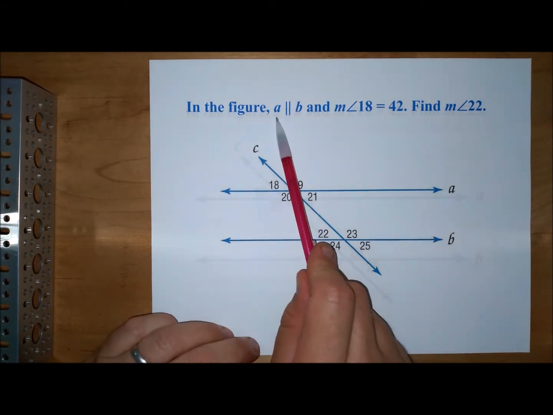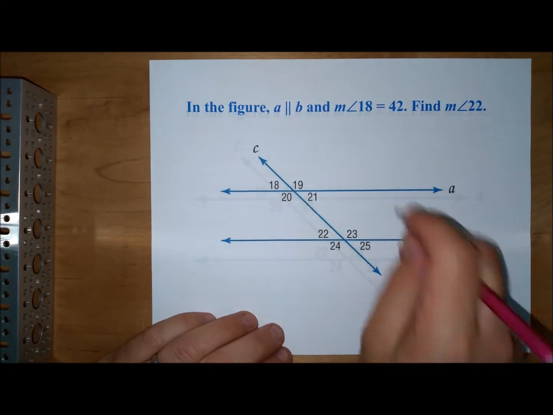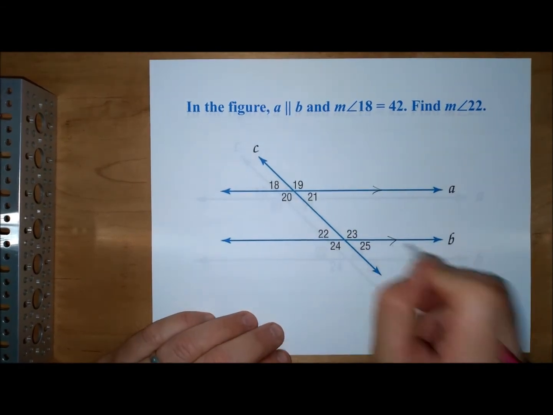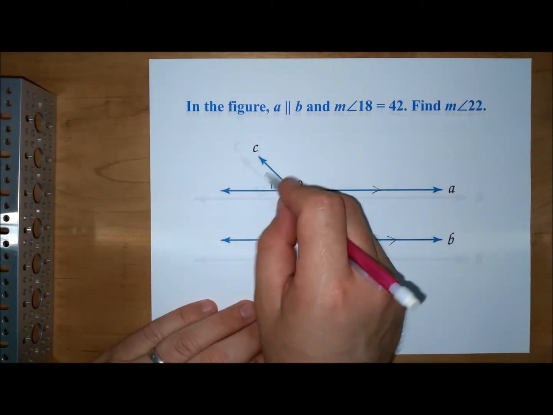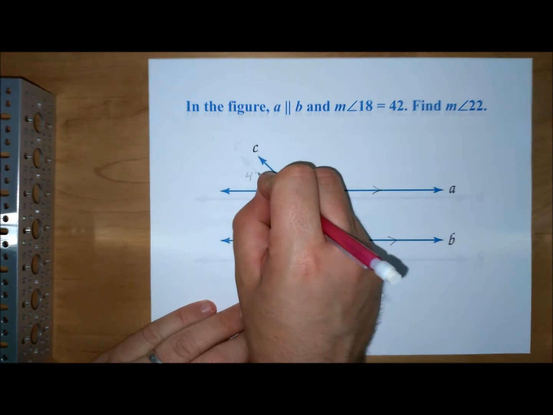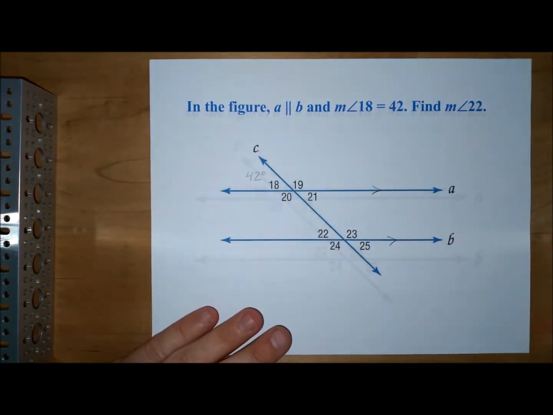The fact that line A is parallel to line B, I'm going to mark that. Okay, that's very important. And they also tell us the measure of angle 18 is 42 degrees. So this angle in here is 42 degrees. Good. Could we find the measure of angle 22?